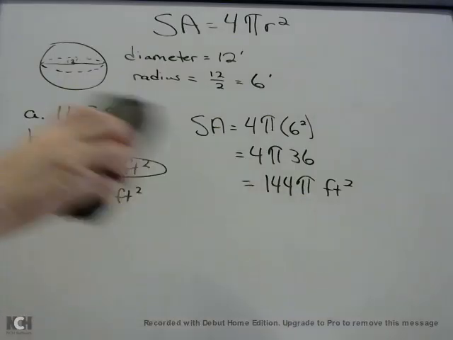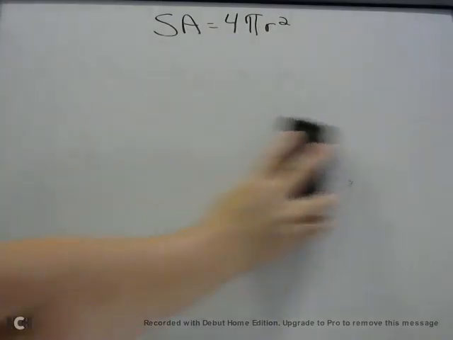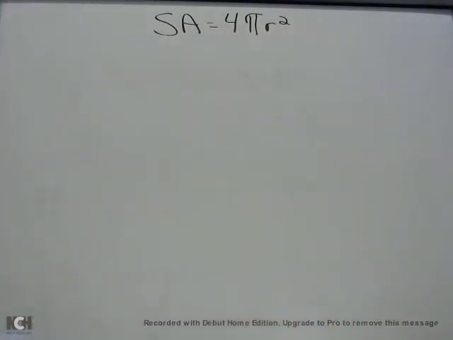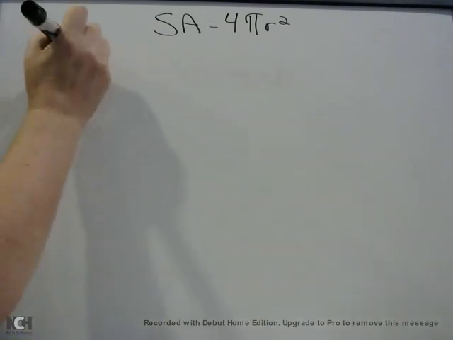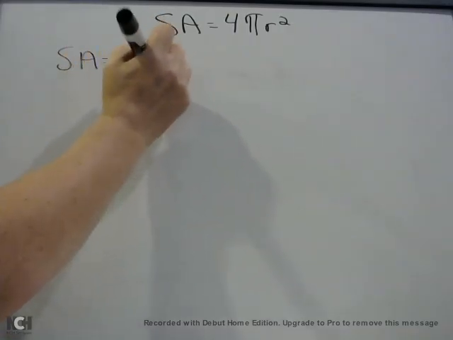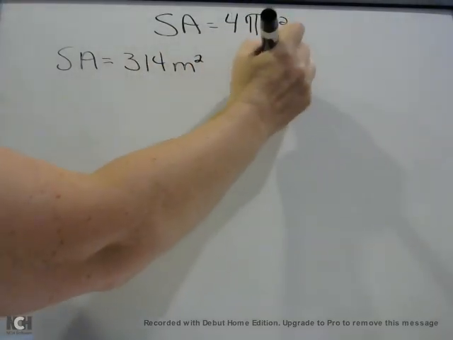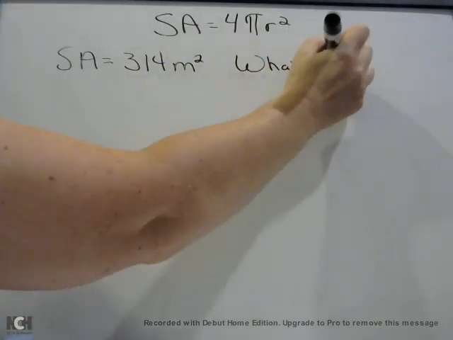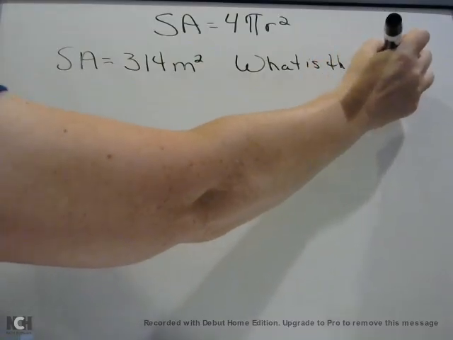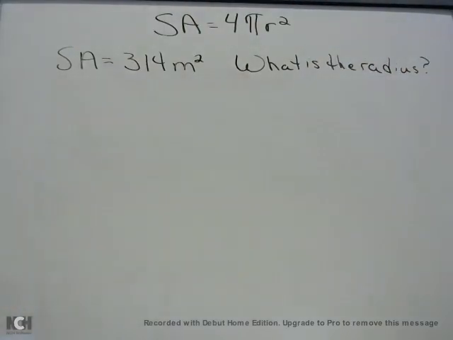We're going to do one more problem, and this is going to be a little bit more difficult because it will involve algebra. So if you don't know how to do algebra problems, you need to watch the videos on algebra. But let's say they tell us the surface area of a sphere is 314 meters squared. And we need to find out what the radius is. So that's our question, what is the radius?